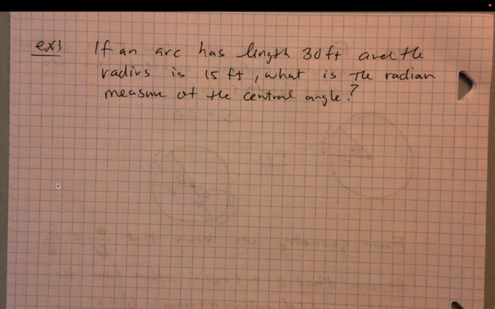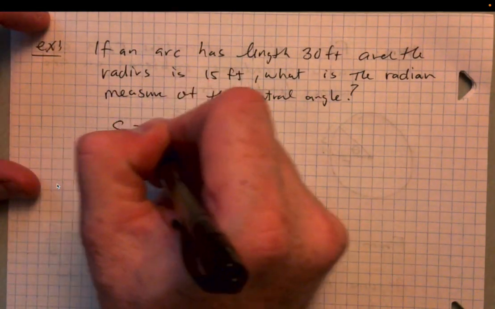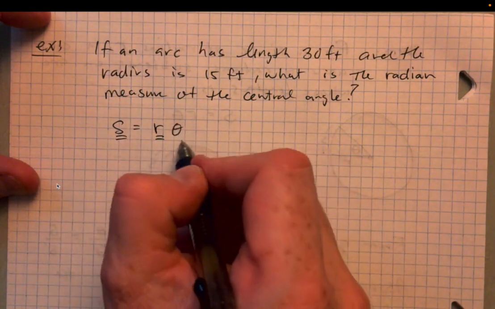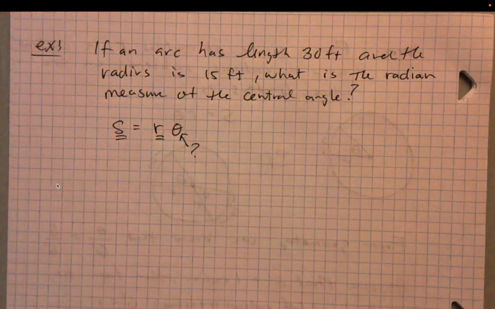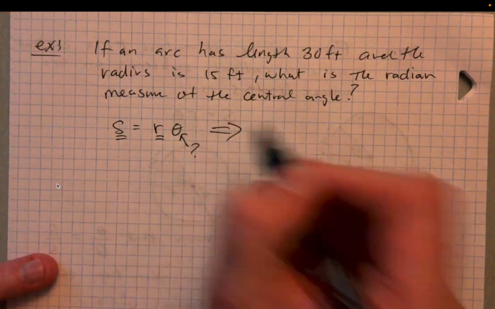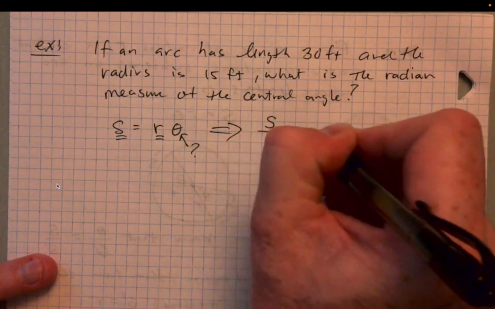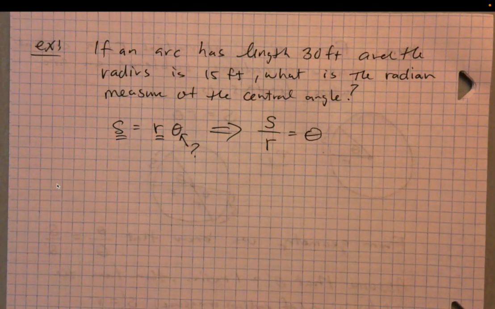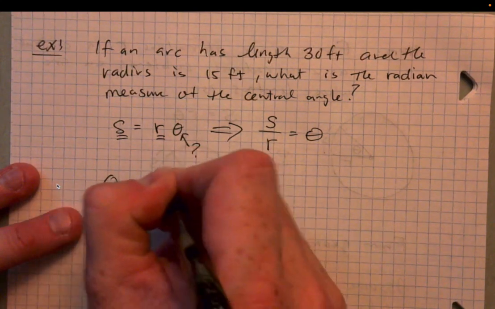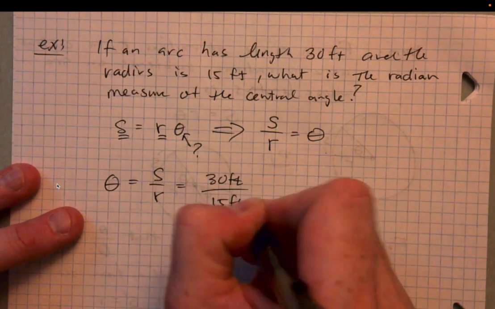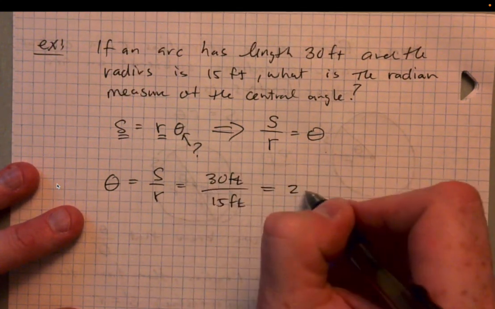Well, we know that S is equal to R times theta, right? We're told S, we're told R, what we need to know is theta. So we can just do a little algebra here. If S equals R times theta, then S divided by R is equal to theta. So the length of the arc divided by the radius is equal to the radian measure of the central angle. So theta is equal to S over R. We're told S is 30 feet and R is 15 feet. So that means theta must be 2 radians.